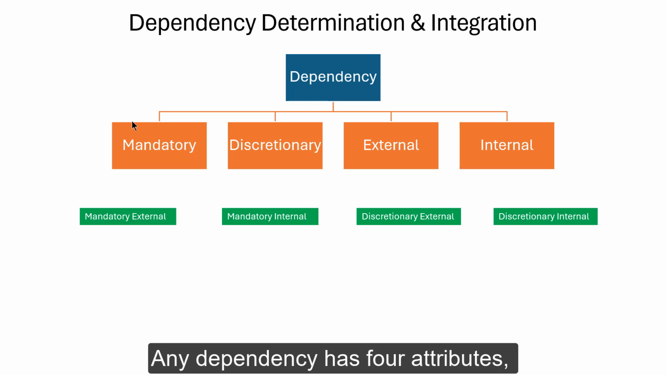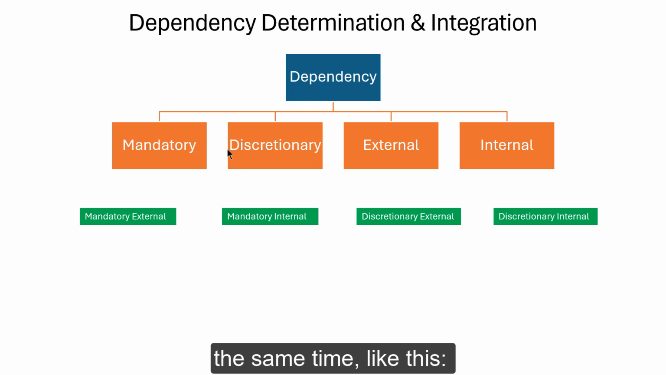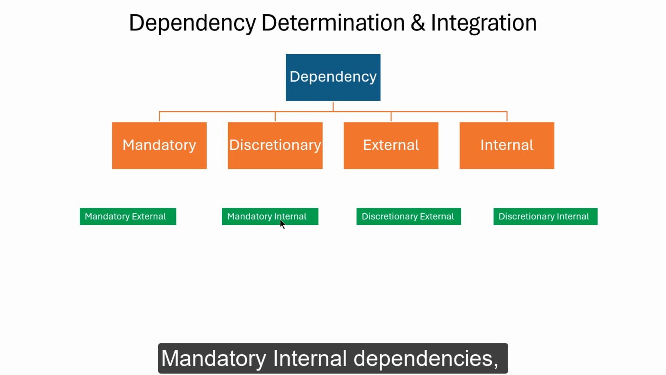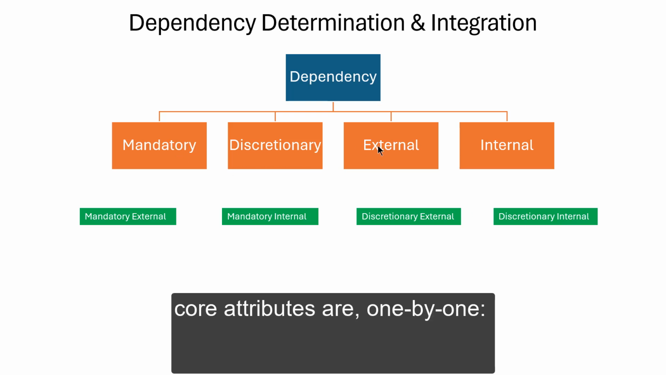Any dependency has 4 attributes, but 2 of them will be applicable at the same time, like this: mandatory external dependencies, mandatory internal dependencies, discretionary external dependencies, and the last one is discretionary internal dependencies. Let us understand what these core attributes are one by one.